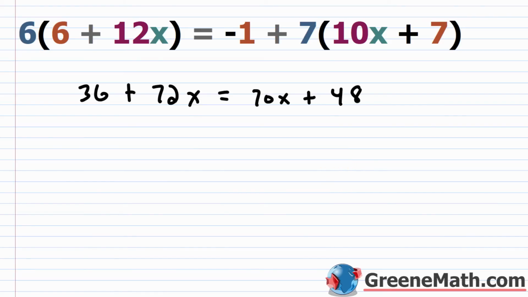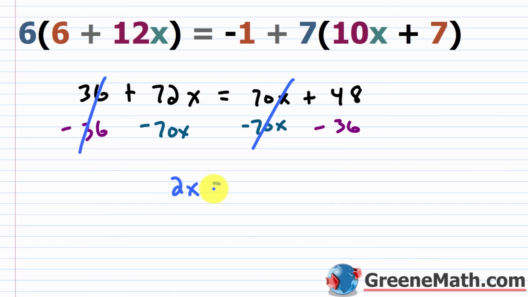So again, what you would do here is just move all your variable terms to one side, all your numbers or constants to the other. So let me subtract 70x away from each side of the equation. And let me also subtract 36 away from each side of the equation. Let me make that 3 a little bit more legible. And then let's cancel this, and then let's also cancel this. Okay, so what do we have? On the left-hand side, 72x minus 70x is 2x. On the right-hand side, 48 minus 36 is going to be 12.